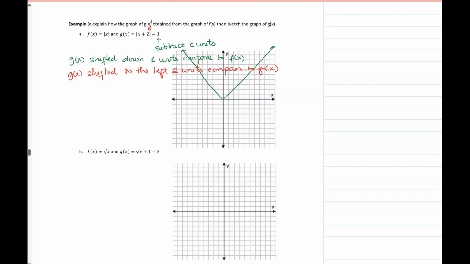Now we take the graph of f of x, we shift it down 1 unit and to the left by 2 units. So the way we shift it is, we take the vertex, we move it down 1 unit, and we move it over 2 units. Take this down 1 unit, move over 2 units, and connect it to the graph. So this is g of x.